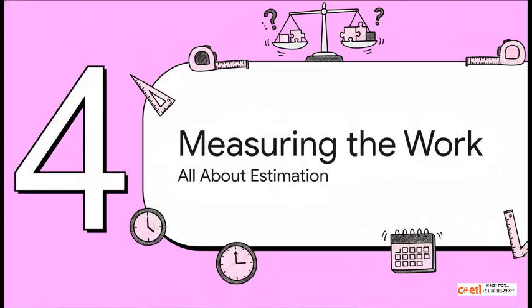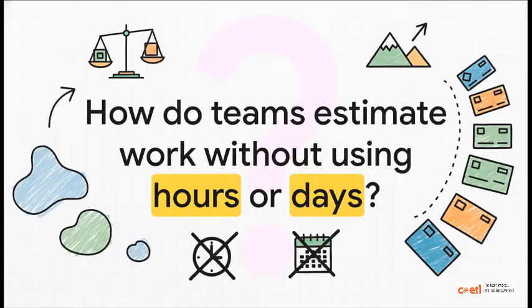Okay, so we've got our work organized, we have a process to move it forward, but how do we know how much effort a story is actually going to take? Well, in the world of agile development, teams often try to avoid tying estimates directly to time. Why? Because it can be super misleading. Instead, they use a system of what's called relative sizing to compare how big tasks are compared to each other.